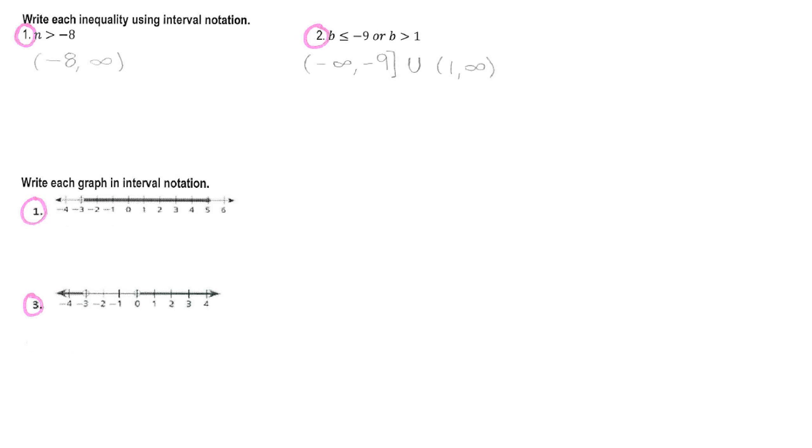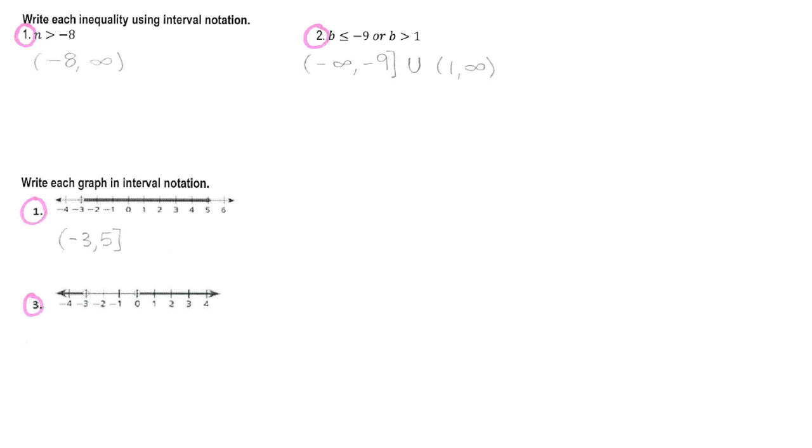So starting with number 1, we have negative 3 and it's not included, and it goes all the way to 5. So in that 5 is included. So anything between negative 3 not included all the way to 5 included is a solution. So we write that as negative 3 with a parentheses on the left-hand side to 5 with a bracket. And notice as I'm reading these, that comma I'm reading as a to. So I say negative 3 to 5.